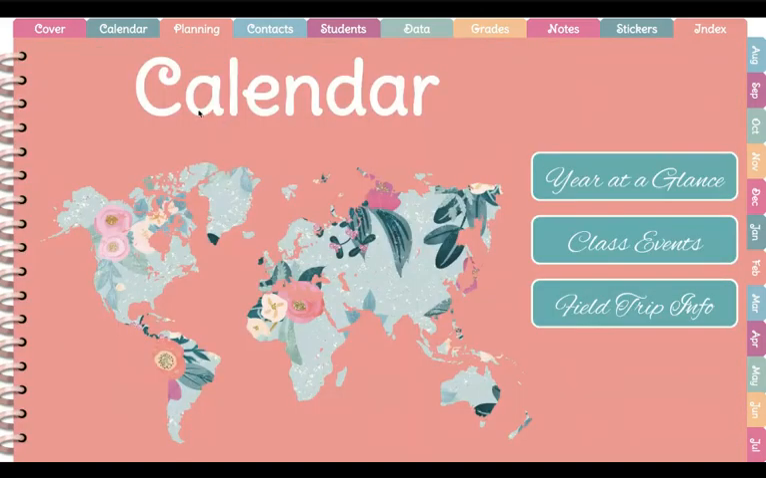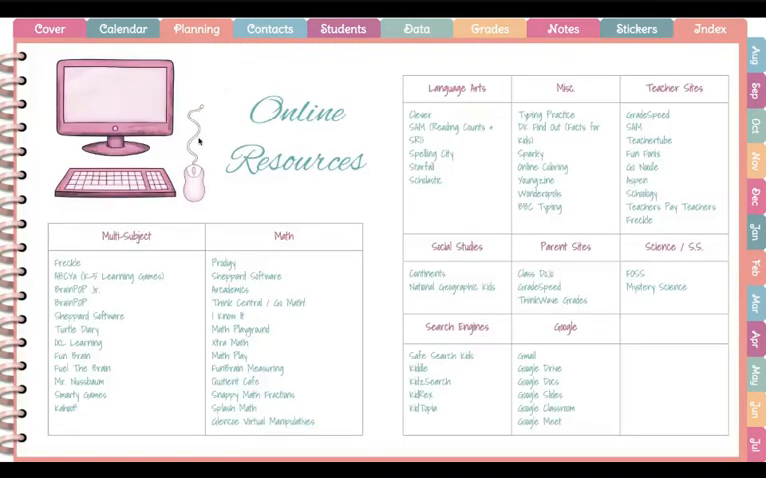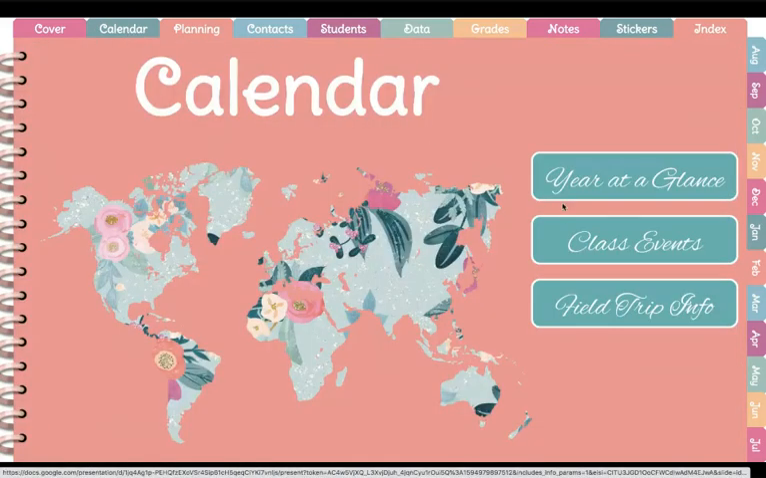and online resources. So let me go back to the online resources. All of these are clickable. So if I wanted to go to this website, I can just click on it and it will open it up. All right, so then we're going to get into the calendar.